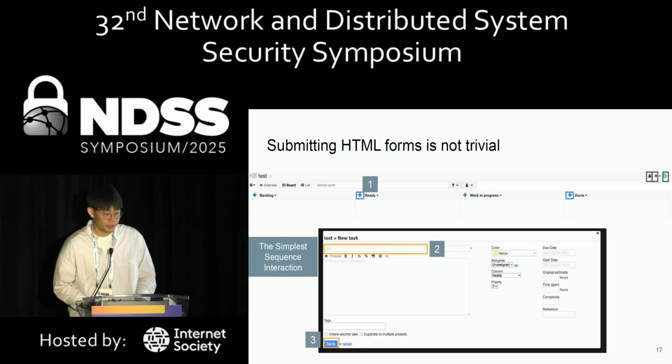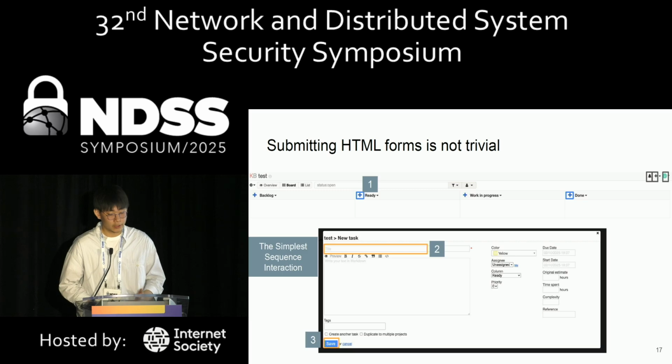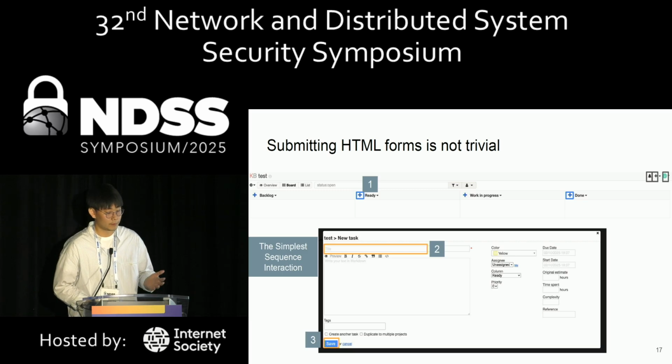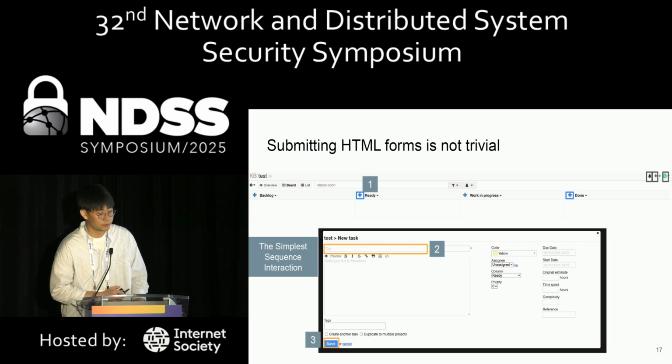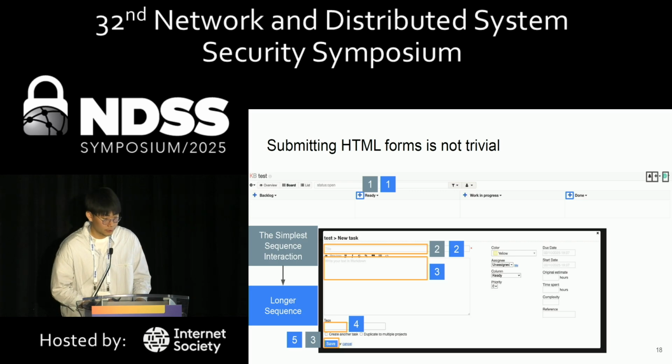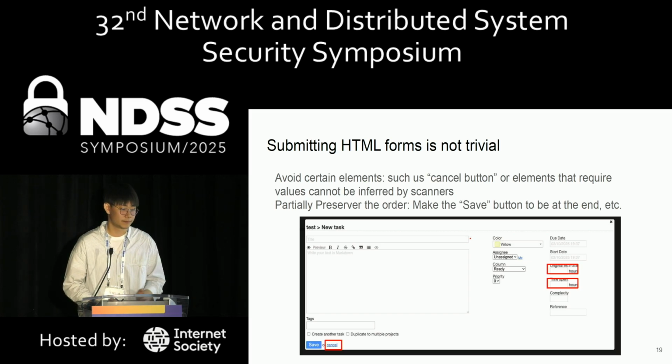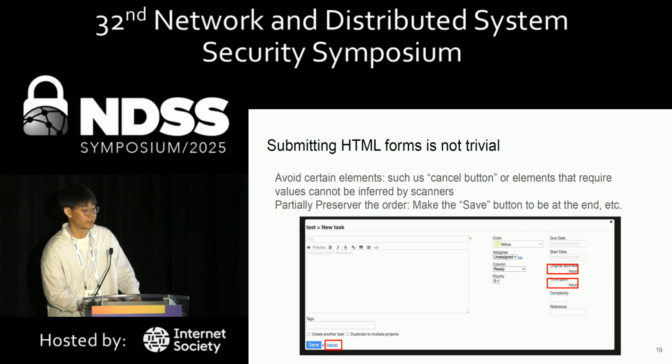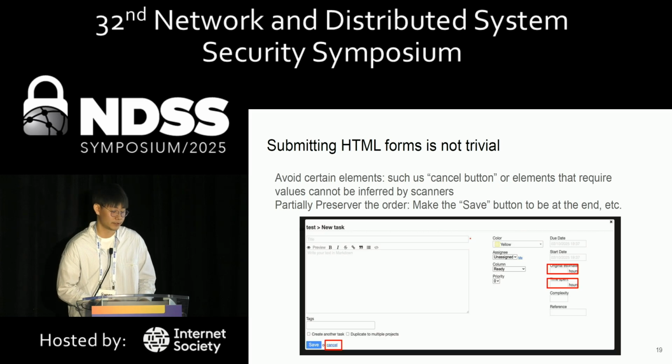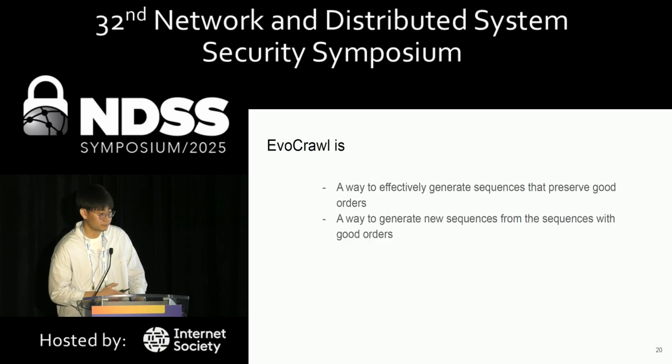So now the question is, how do we find a longer sequence with more inputs from this one small sequence? How do we derive a blue sequence from the gray sequence? How do we gradually add more input fields to a shorter sequence and then finally inject more inputs into the database? And in the meantime, avoid certain elements, such as the cancel button or elements that require values that cannot be inferred by crawlers, since they can prevent the form from submitting.